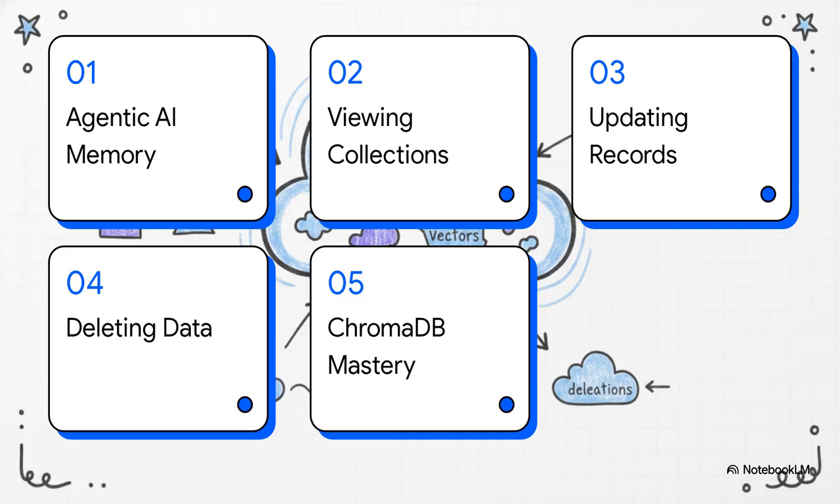Here's our roadmap for today's explainer. First, the agentic AI memory. Second, viewing and reusing collections. Third, updating existing records. Fourth, deleting unwanted data. And finally, mastering ChromaDB management. All right, let's get into it.